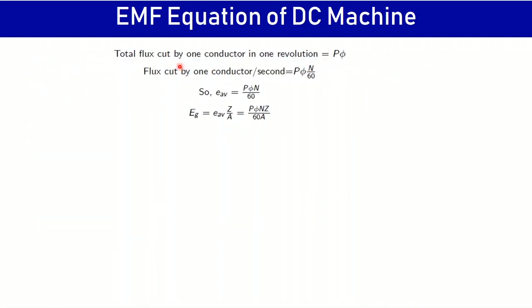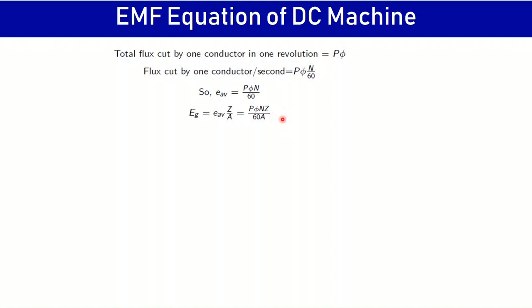So the flux cut by one conductor in one revolution will be P phi, which is the total flux in the air gap. Since the machine is rotating with N rotations per minute, we see that the flux cut by one conductor in 1 second will be P phi into N by 60. So the average EMF for all the conductors, considering the parallel paths also, we get it as P phi NZ by 60A. So this is the standard expression for the average EMF.